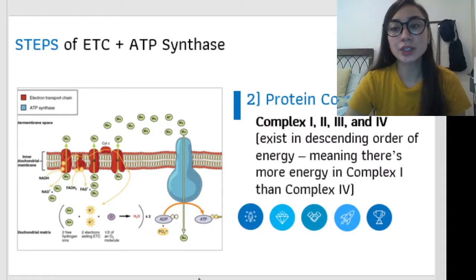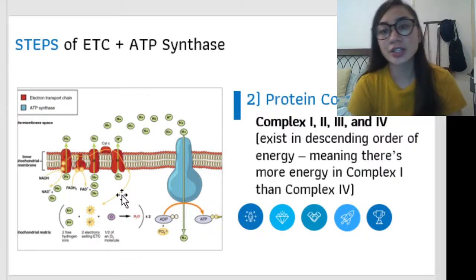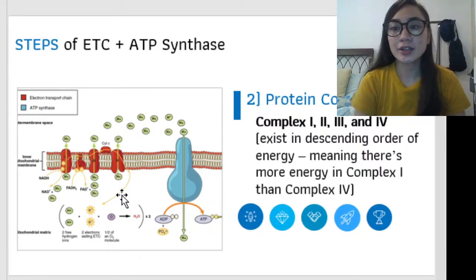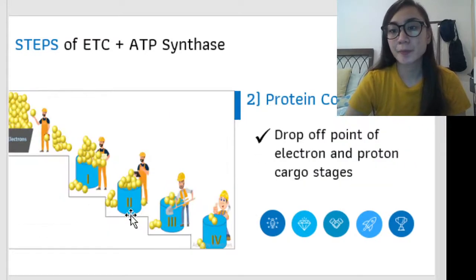Next, we have to know what are the protein complexes. So, sa anong nangyayari dito? So, we have complex 1, complex 2, complex 3, and complex 4. So, they exist in descending order of energy, meaning there is more energy in complex 1 than complex 4. So, nagiging drop-off point of electron and proton cargo stages. So, as we go down the stairs, mas papaunti yung electrons natin kasi ginagamit na siya nung process sa electron transport chain.